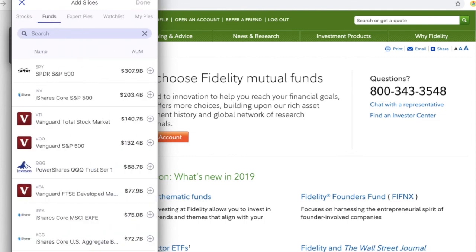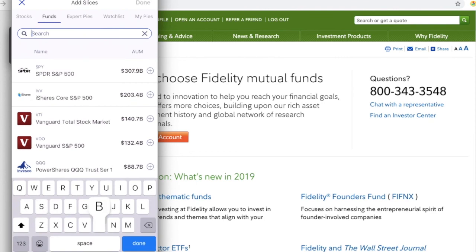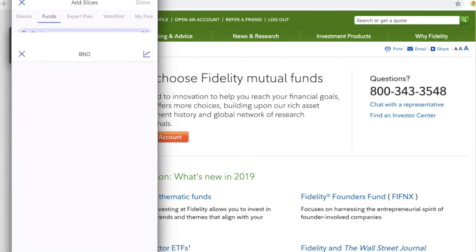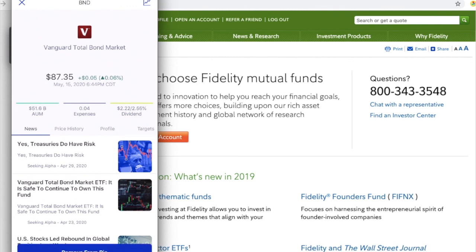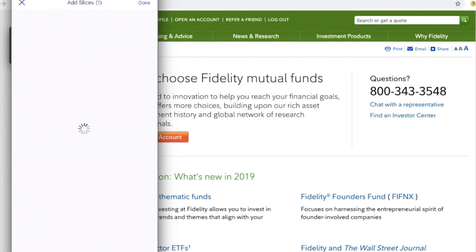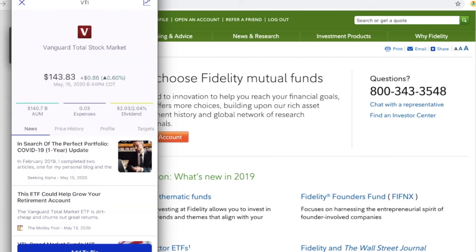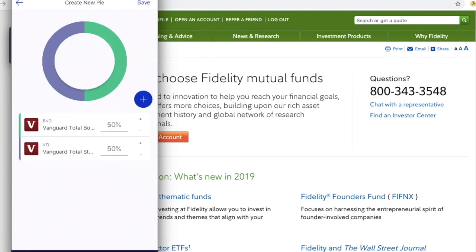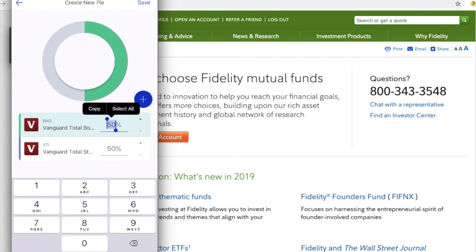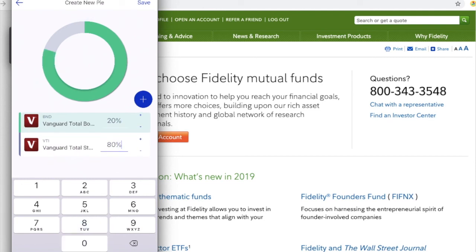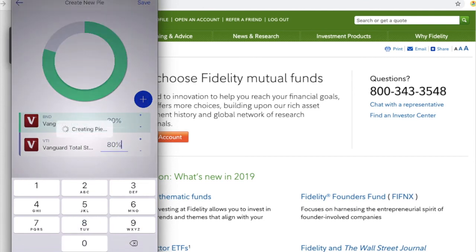For example, right now, if we want to build a new pie, I will look for one bond ETF, this Vanguard Total Bond Market ETF, and then I'll pick that one, and then I'll pick a stock ETF, for example, a Vanguard Total Stock Market. So let's just make these two into a portfolio. I want to put, let's say, 20% in the bond market ETF, and then 80% in this total stock market ETF.